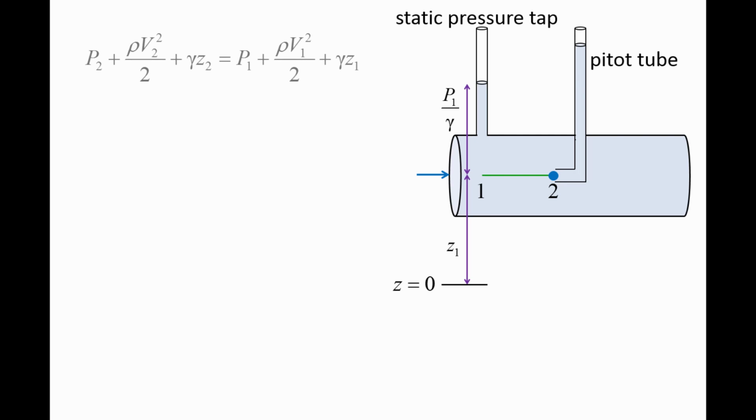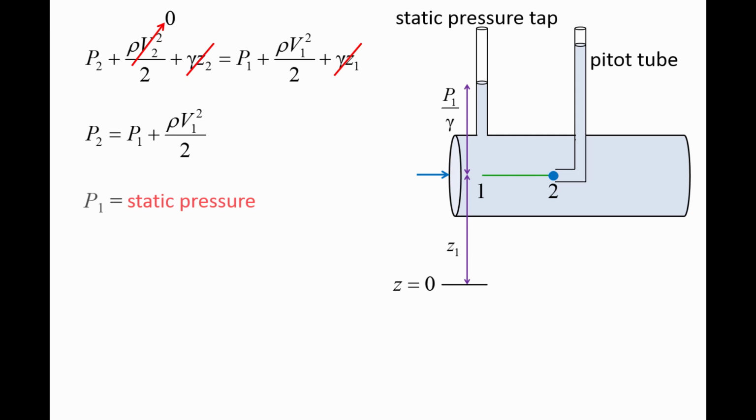If the distance between points 1 and 2 is not very large, we can assume that viscous effects are negligible and apply the Bernoulli equation. The elevation at points 1 and 2 is the same, so the gamma z terms cancel out on both sides. The speed at point 2 is 0, so the rho v2 squared over 2 term is 0. And we are left with P2 equals P1 plus rho v1 squared over 2.